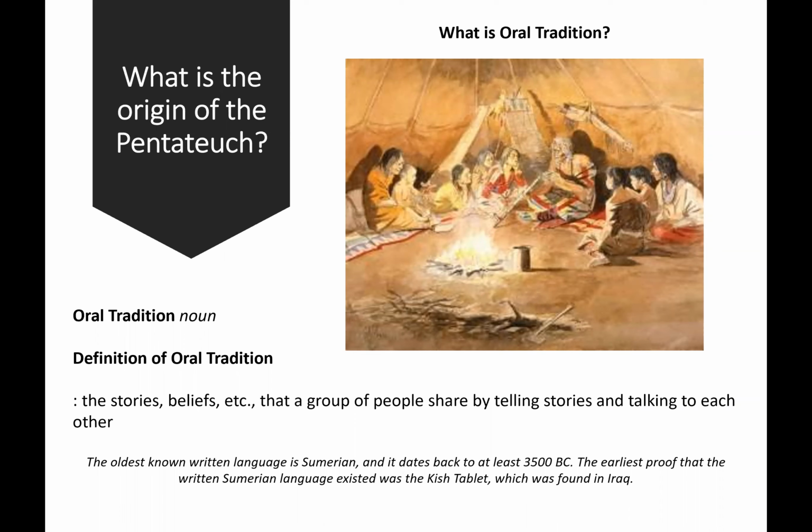This is how stories were passed, how history was passed, how knowledge was passed down from one generation to another before writing was invented. And you see here at the bottom, we do have writing that dates back to as far as 3500 BC. And so there may have been writings prior to the Pentateuch that people were drawing on. But a lot of this was still carried down through what we call oral tradition.